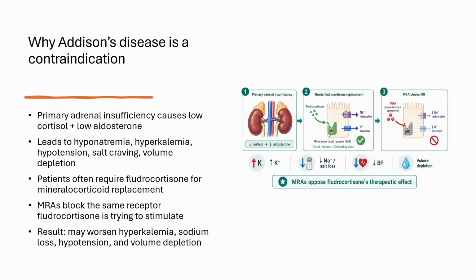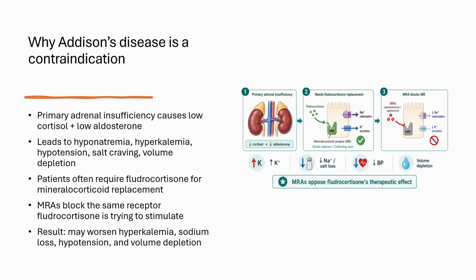Addison's disease, also referred to as primary adrenal insufficiency, involves the destruction of the adrenal cortex. This results in deficiencies in both glucocorticoids and mineralocorticoids. The clinical manifestations include hyperkalemia, hyponatremia, hypotension, salt cravings, and volume depletion. These patients need mineralocorticoid replacement with fludrocortisone to restore sodium-potassium balance and maintain blood pressure.